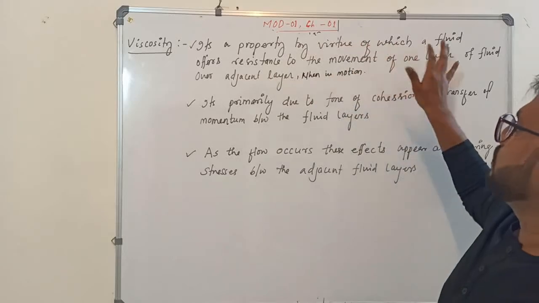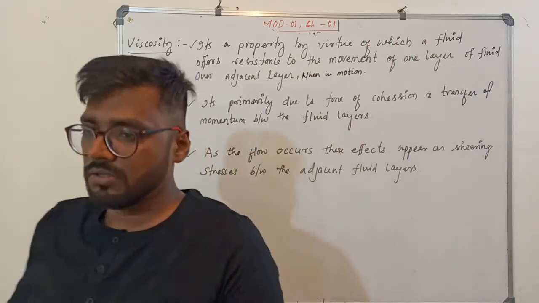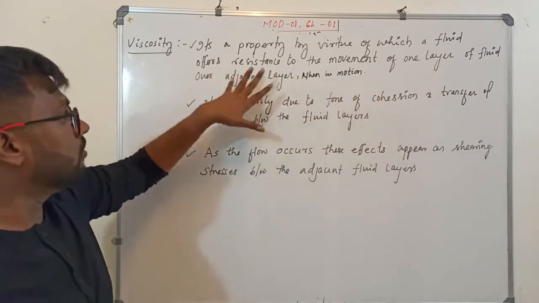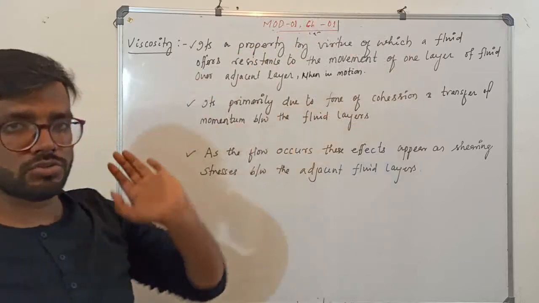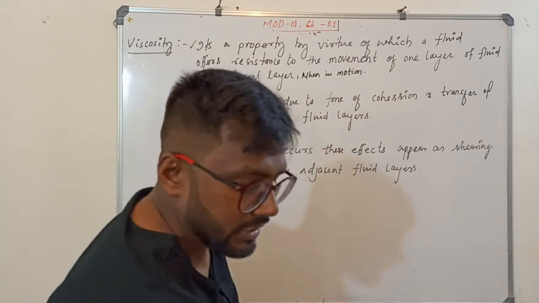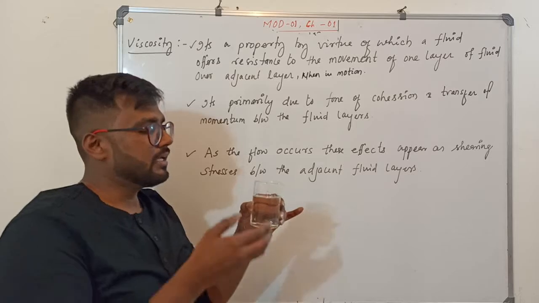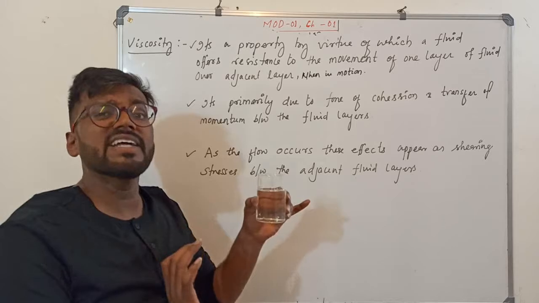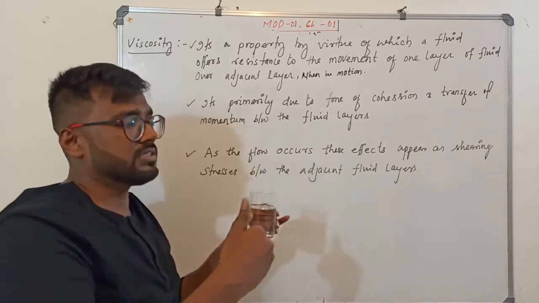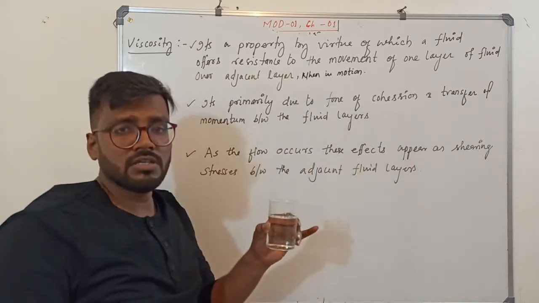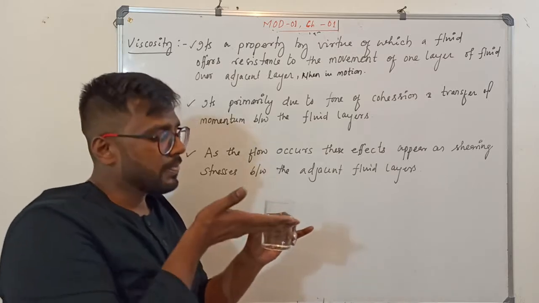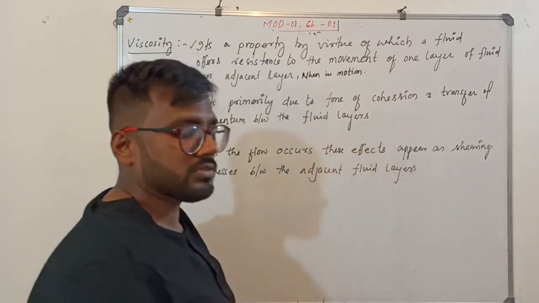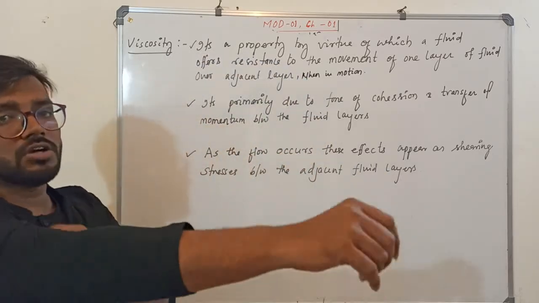Viscosity is a property by virtue of which a fluid offers resistance to the movement of one layer of fluid over the adjacent layer when in motion. Understood? This is my water. Now it is static. At rest, the viscosity is not visible, it is hidden inside. When the fluid starts flowing, after some time it will come to rest. There are many other factors, but basically each layer will try to resist the adjacent layer, which is known as fluid viscosity.